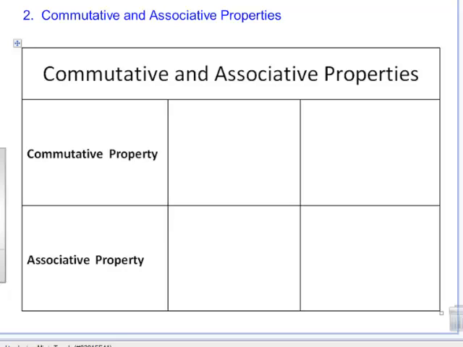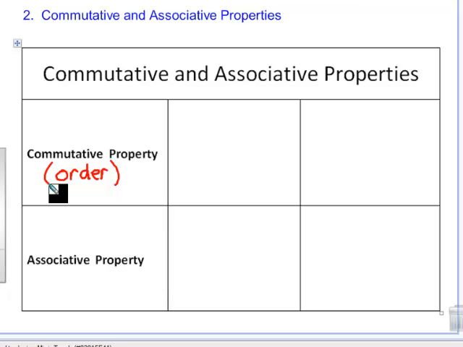Here we go. We've got two more properties to learn: the commutative property and the associative property. Commutative property first. That is basically dealing with the order of things. Okay? The order.